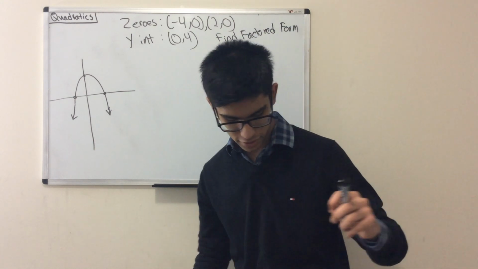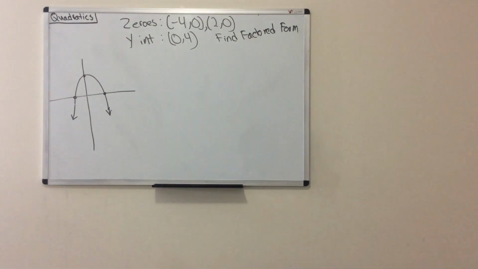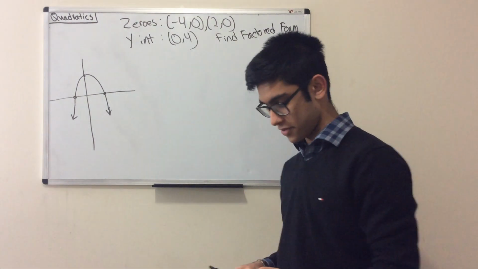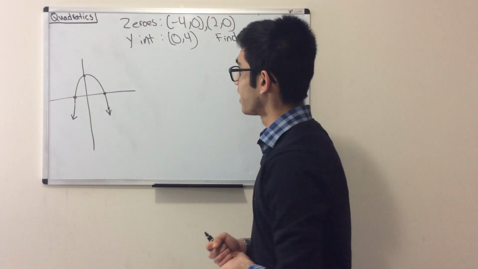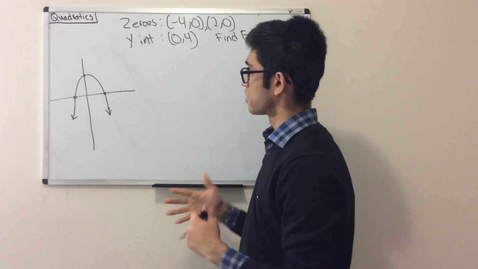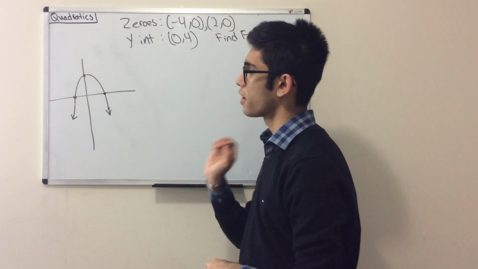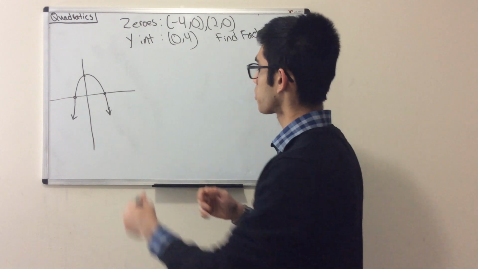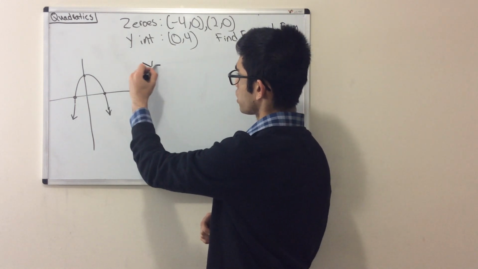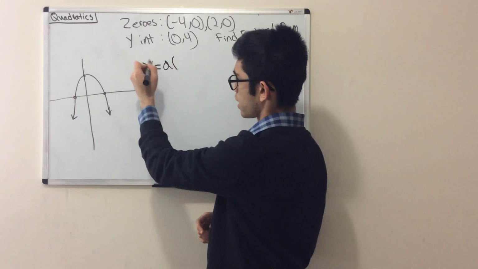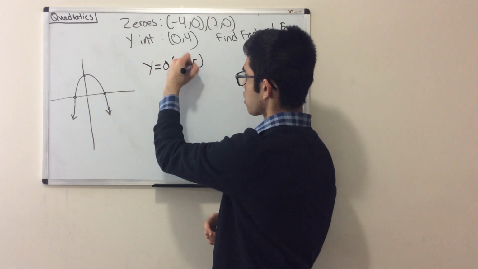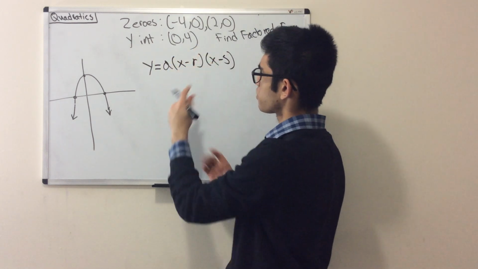Dropping the marker again. For some of you that have been watching my videos, you know I drop markers quite often. Anyways, back to what I was doing. So we have zeros, we have y-intercept, we have to find the equation in factored form. So if you remember what factored form was, it was y equals a(x - r)(x - s), where a is my a value. So that's what factored form is.